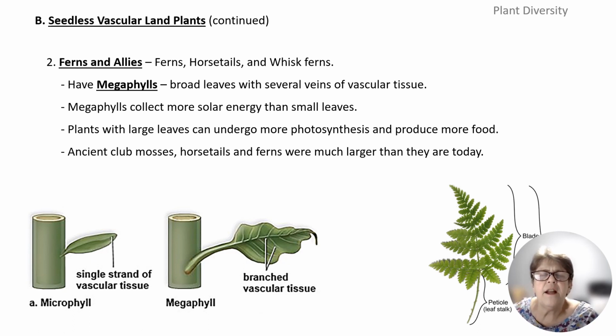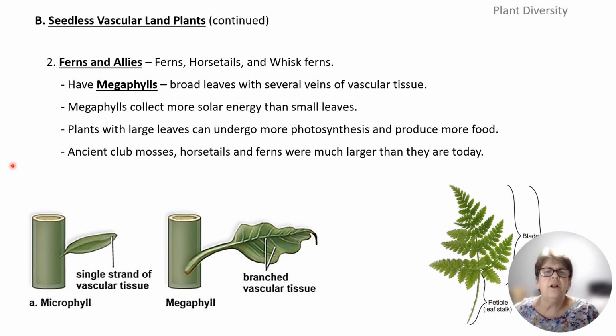So ferns and allies are in this group. So ferns and their friends. These are ferns, horsetails, and whisk ferns, which are a little different than ferns. So these have megaphylls. And you saw before that the club mosses had microphylls. Mega is big, so big leaves. They're broad leaves with several veins of vascular tissue. Megaphylls collect more solar energy than smaller leaves. Plants with large leaves can undergo more photosynthesis so they can produce more food.